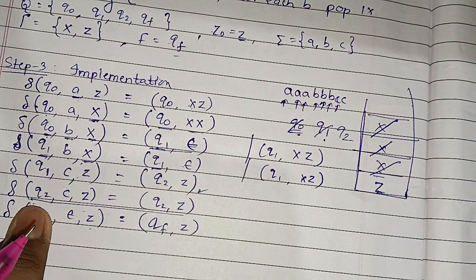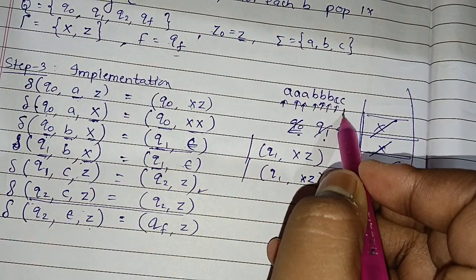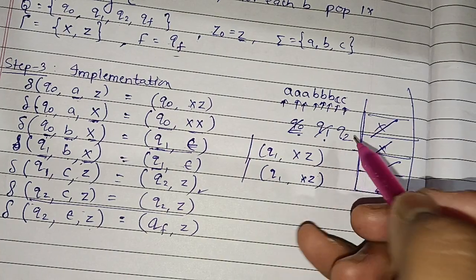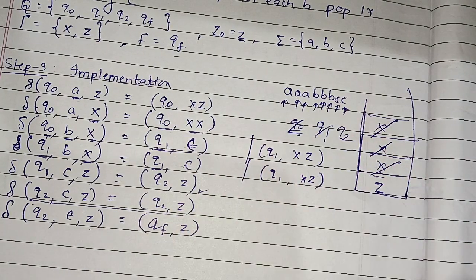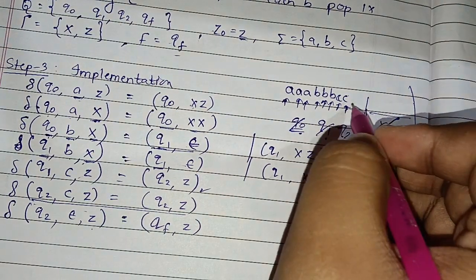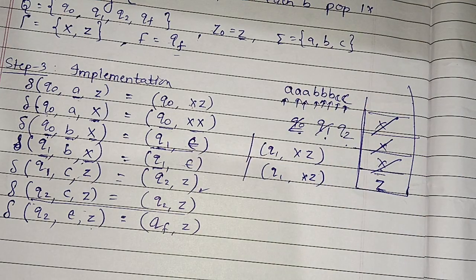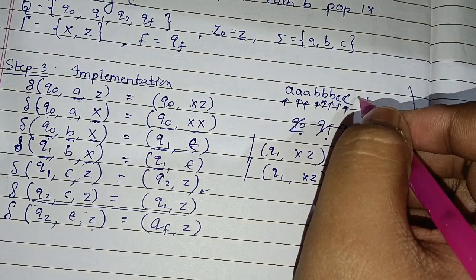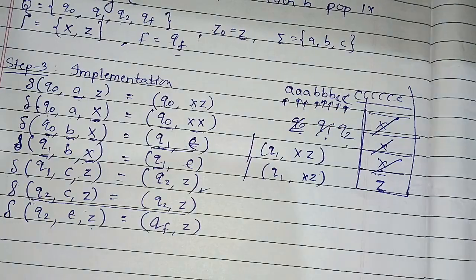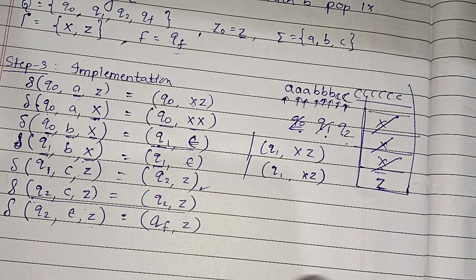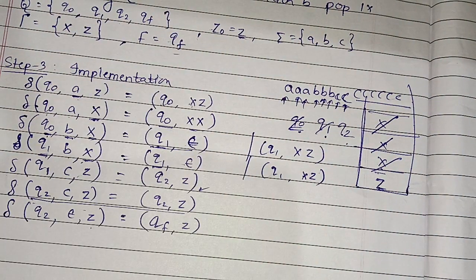Okay, q2 and this is now the second c and the stack top is Z, so I will say no need to push and pop, bypass it, so it will be the same state and this c will also get traversed. There can be many c's also, so they will all get bypassed. In this way you can check your implementation.